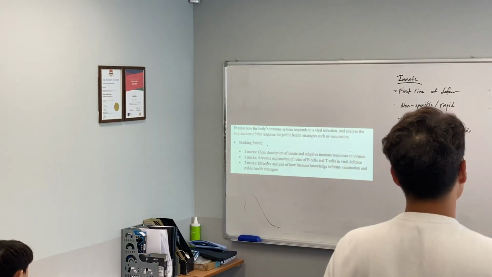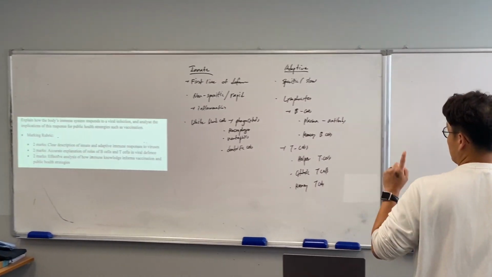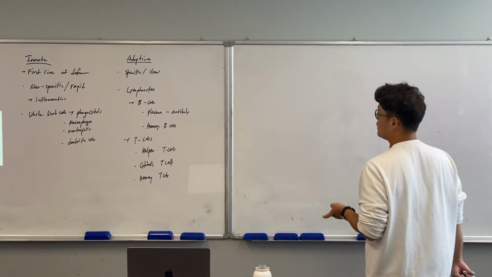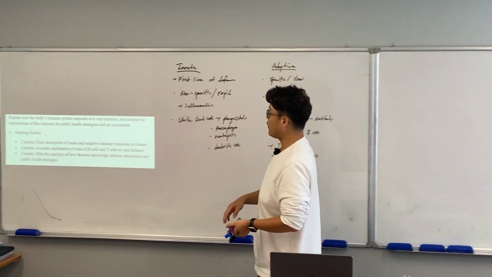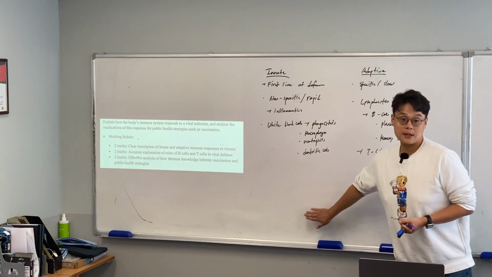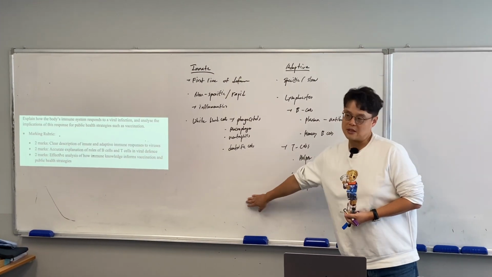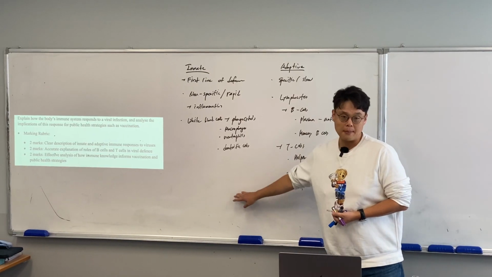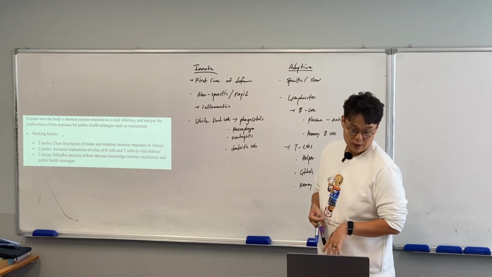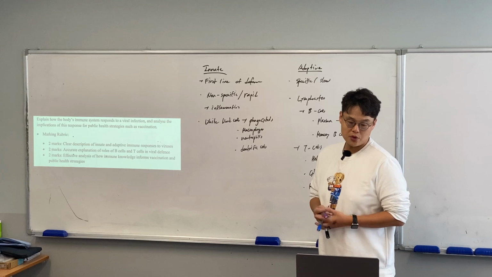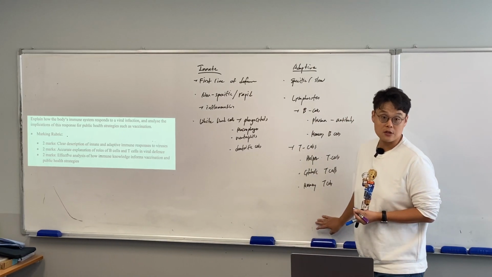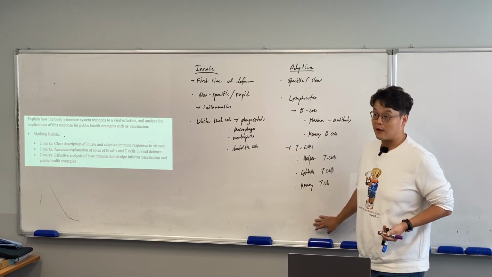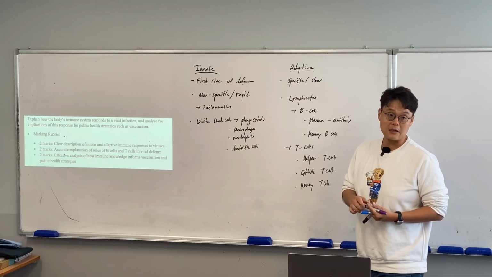Basically, you can relate it to the adaptive and innate immune systems too. So 2 marks goes on to the clear description of the innate and adaptive immune response to the viruses too. So relate these again. I would say this is kind of compulsory, you need to memorize them first of all. Two is an accurate explanation of the roles of the B cell and T cell in the viral defenses too. So how do they actually activate and kill the viruses that infected the cells?